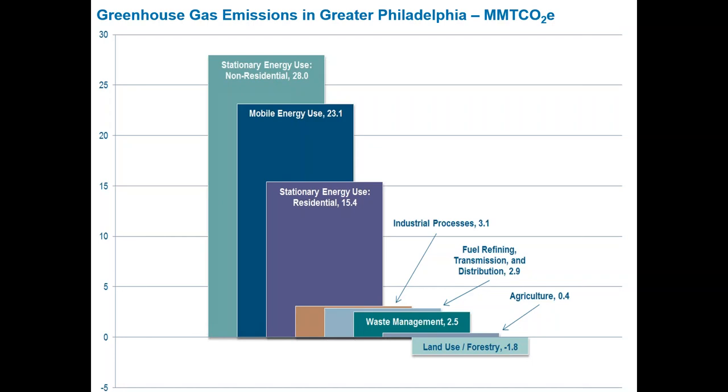Mobile energy use, the second bar there, primarily transportation, contributed another 23 million metric tons, or about 30% of the region's gross emissions. So altogether, fossil fuel use for energy accounts for just under 90% of the regional gross greenhouse gas emissions. When I saw Maia's presentation, I realized I did not create a slide that shows our trends over time, but our emissions decreased just over 21% between 2005 and 2015, about a 10% decline between 2005 and 2010, and another 10% between 2010 and 2015. Next slide, please.